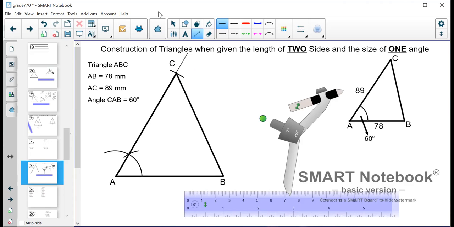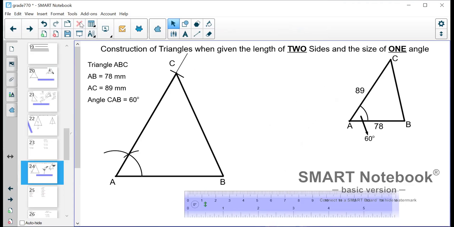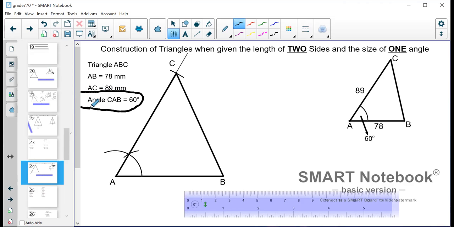So that is how we construct a triangle when we're given the length of any two sides and the size of any one of the angles, right? But what you need to look at is where the angle is located. So this expression tells you where the angle should be drawn. Angle CAB, which is this angle here, right?